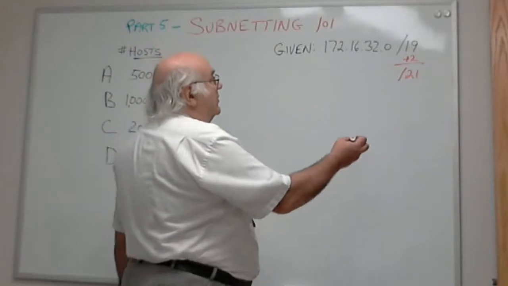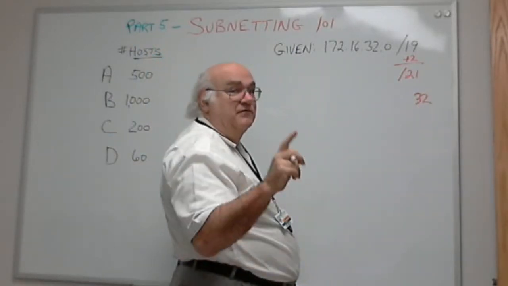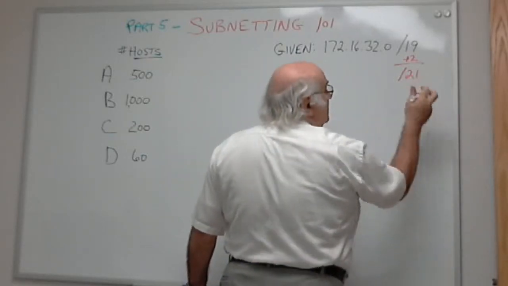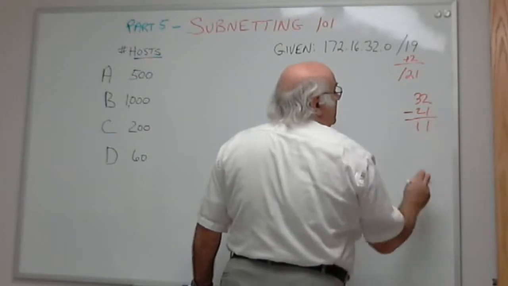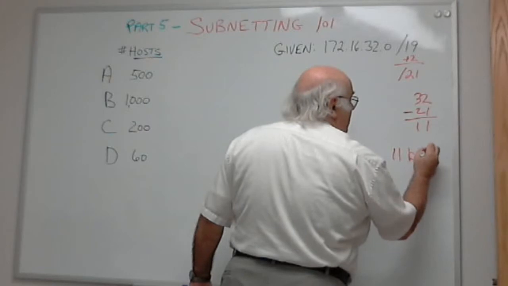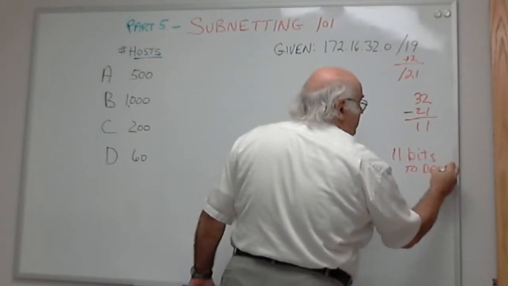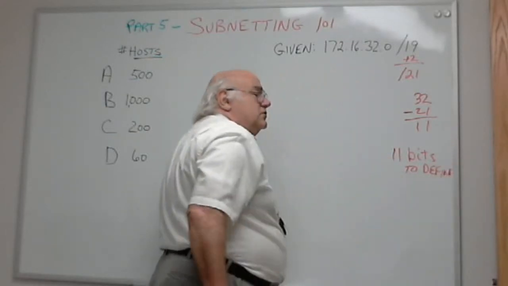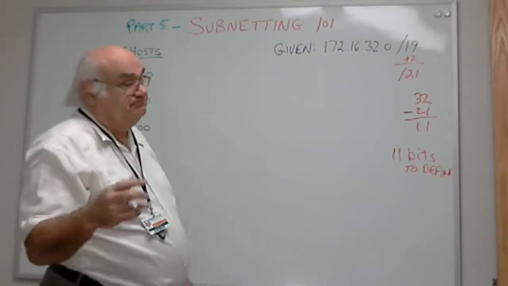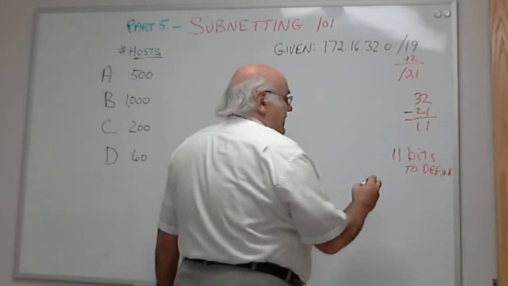Let's take 32, which is the total number of bits I have, right? 4 bytes of 8 minus 21 leaves me 11. So I've got 11 bits to define hosts. 2 to the 11th power is a big number. Yeah, not that big. 2 to the 11th is 2048.